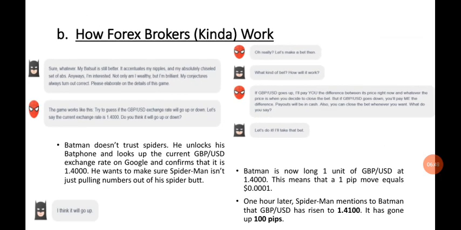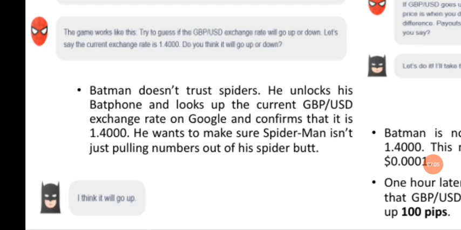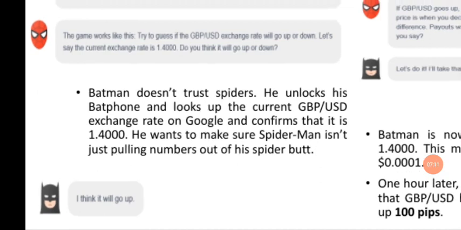So Batman doesn't trust Spider-Man. He unlocks his bat phone and looks up the current Great British Pound US dollar exchange rate on Google and confirms that it is 1.4000. He wants to make sure Spider-Man isn't just pulling numbers out of his spider butt. Batman now says, "I think it will go up."